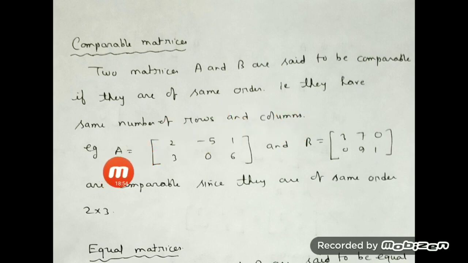Here suppose I am taking A as any matrix. The order is equal to what? Number of rows is 2 and number of columns 1, 2, 3. So 2 by 3. B is again a matrix. The order is, number of rows is 2 and number of columns is 3.